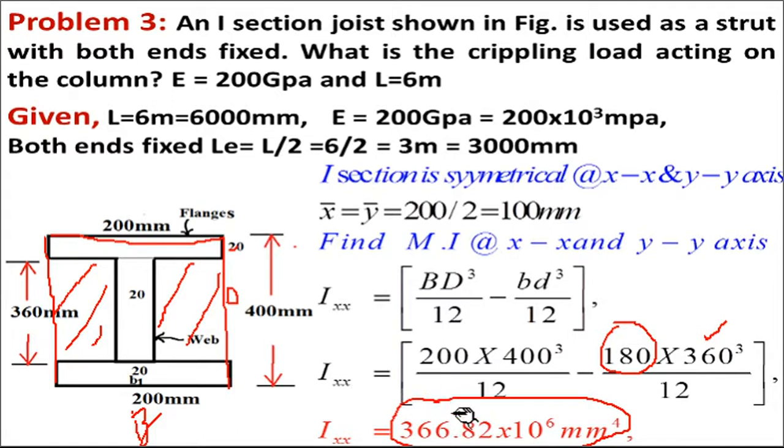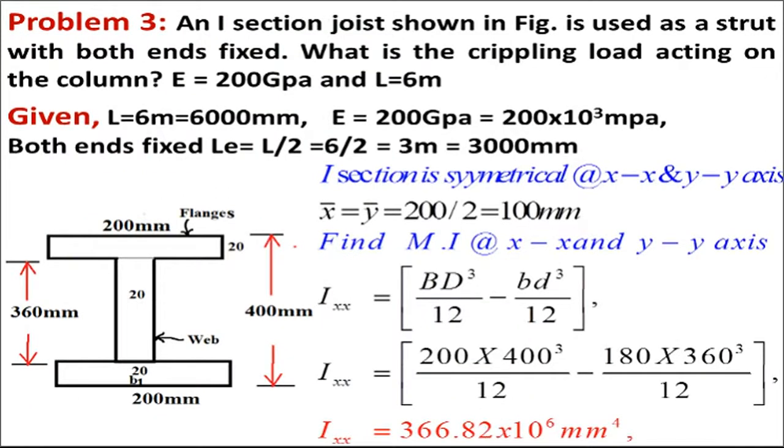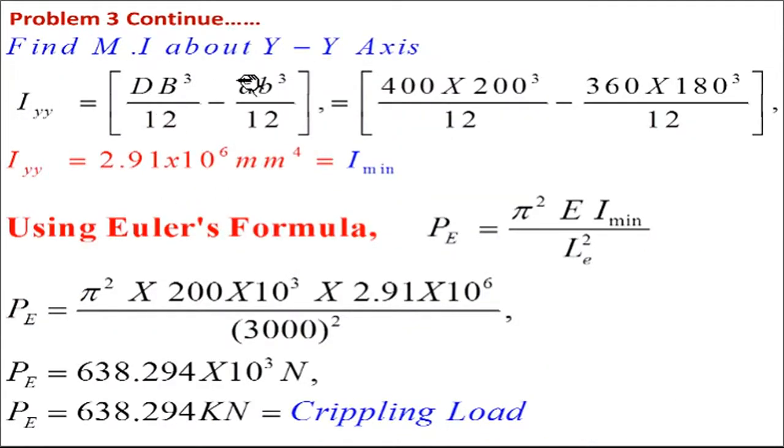And then in the same way you find out IYY, about the YY axis. For the YY axis, instead of BD cube, it will be DB cube. So what will it be in place of B? D 400 into 200 cube by 12 minus 360 into 180 cube by 12. So here you will get IYY. Same thing I have done here. Instead of bd cube here we have taken bd cube, now here we have taken db cube. Okay, so that only is the change.